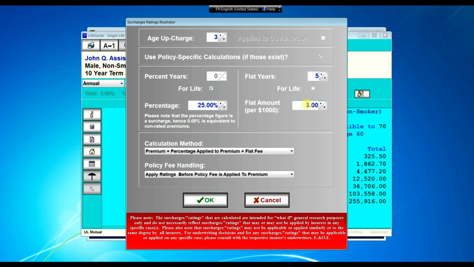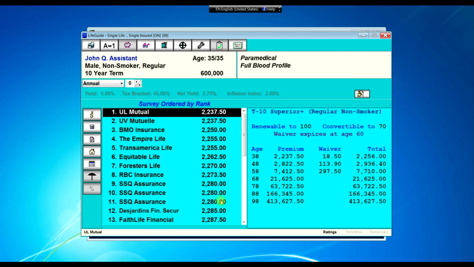This would be a situation of someone who is obese, has high blood pressure, and works in the oil fields of Iraq, for example, if the insurance company will even accept them. So let's take a look at what it will be. Okay, we're going from 310 to 2,237.